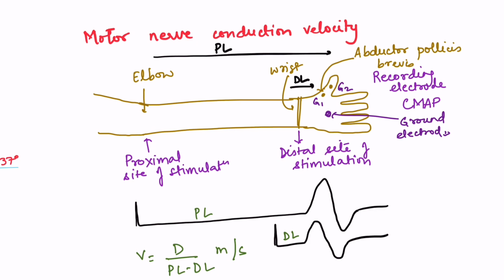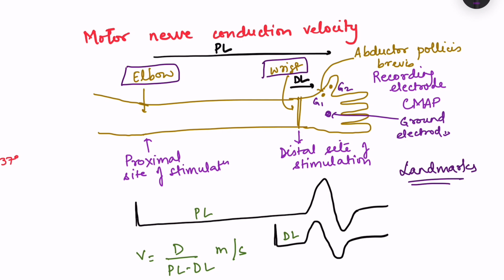Now, moving on to the actual procedure. When we are recording motor nerve conduction velocity, we need to stimulate at two different sites. Here is an example of median nerve recording. First of all, we should know the landmarks. I am not going to discuss that in this video, because those are very practical aspects. Only when you do it will you understand. So we should know the landmarks where the nerve has to be stimulated. Here we are stimulating the median nerve at the elbow and at the wrist. First we stimulate the elbow, that is the proximal site of stimulation. Proximal is near the body. Then we record the CMAP.